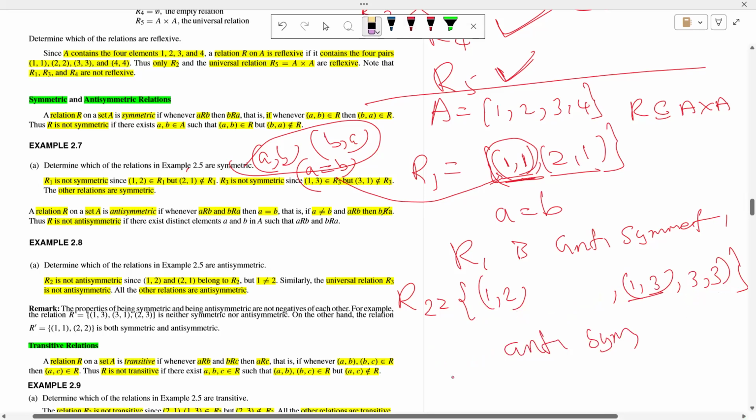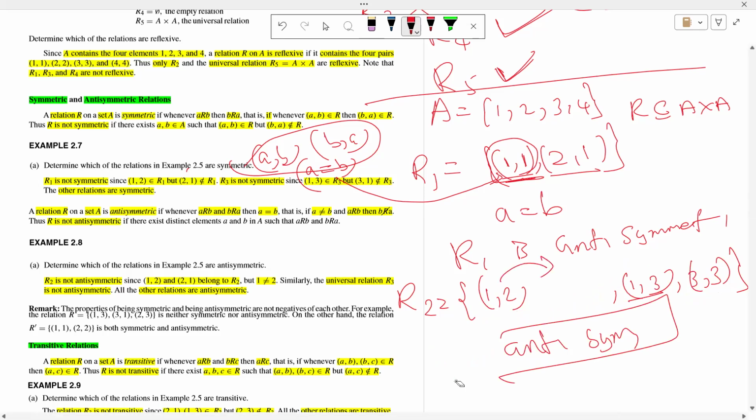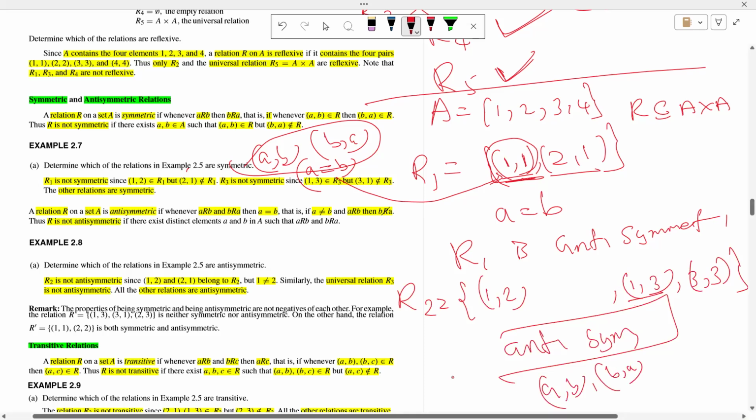So the swapped form is also 3 comma 3. So this is antisymmetric because the opposite of 1 comma 2 and 1 comma 3 is not available. Because of that, we can say this is antisymmetric: (a, b) and (b, a) belong to R only because a is equal to b. Only then can we say that it is antisymmetric.